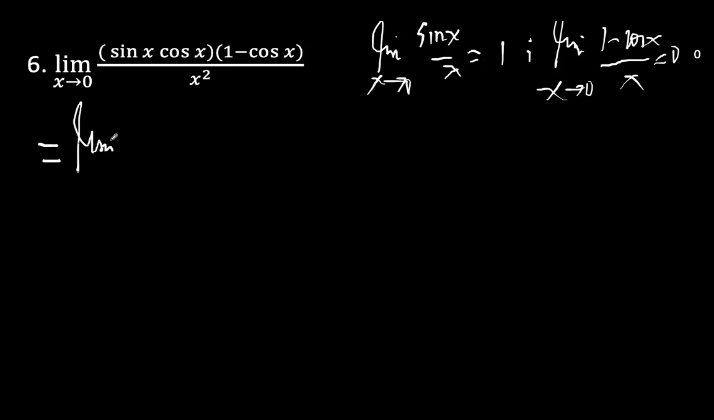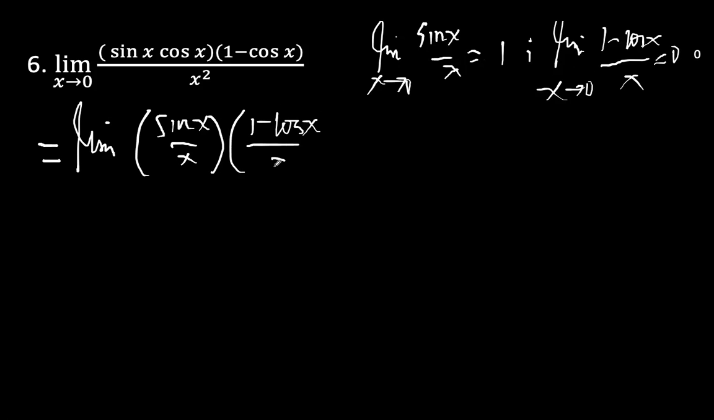So let's rewrite the problem. We have sine x over x, since it's x squared, times 1 minus cosine x over x, and there's a cosine x remaining here. There we go, as x approaches 0. So this expression is the same as the original problem.